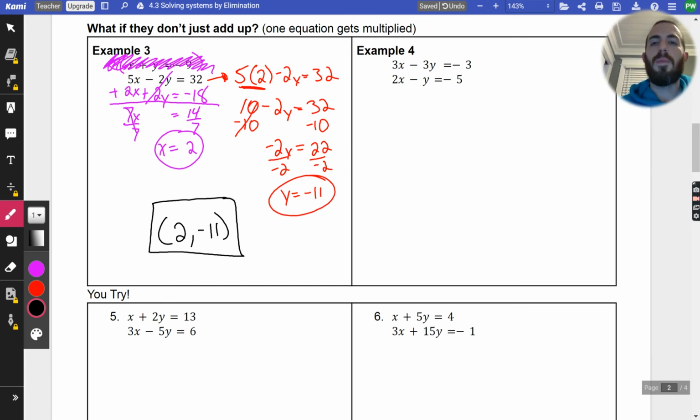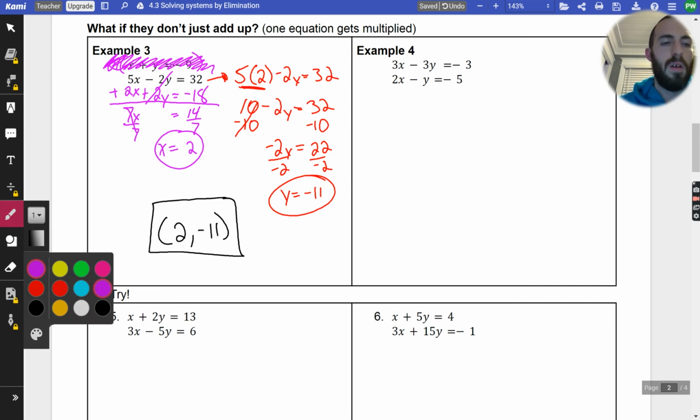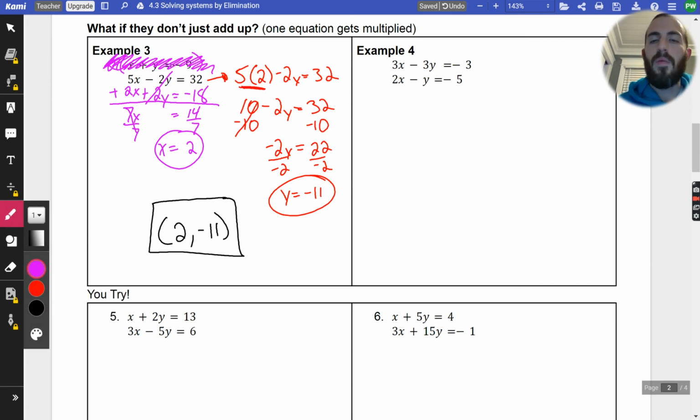Now we're going to do the same thing with example 4. Example 4, if we look, the top one and the bottom one, there's nothing that matches, there's a 2 and a 3 with the x's, or there's negative 3 and negative y on the right hand side.